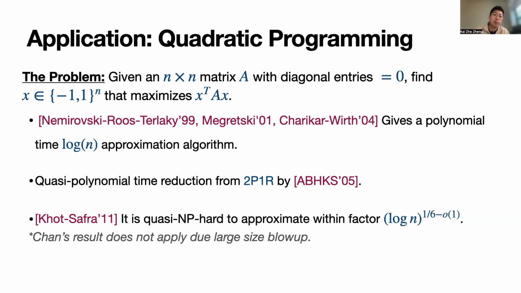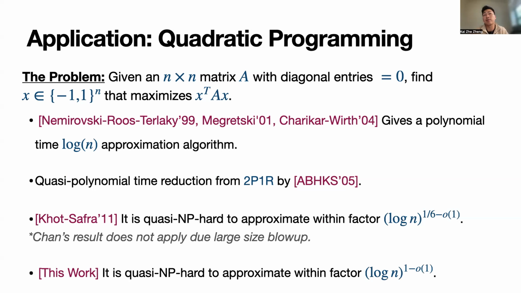However, we managed to avoid that, and if you plug in our improved result, then you get quasi-NP hardness to approximate within a factor of nearly log n. So note here that our hardness factor is almost matching the best known algorithm.